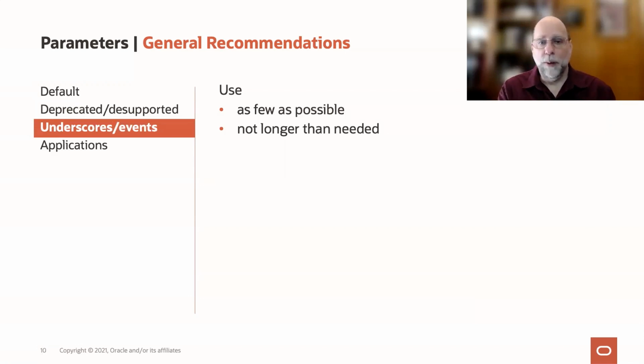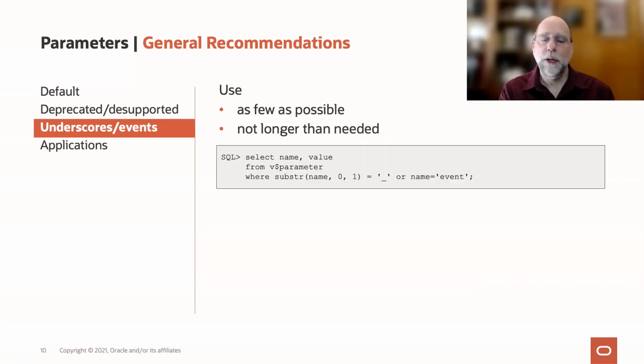With underscore parameters, and especially underscore parameters and events, these are generally undocumented, and you want to use those very judiciously and only under the guidance of support if possible. Use as few undocumented parameters as possible and only use them for as long as they're truly needed. So if you go querying the $V parameter view and you find a bunch of undocumented parameters there, that's when you need to begin the work to make sure that you understand, first of all, why those parameters are there in your init file. And second, when can you get rid of them?